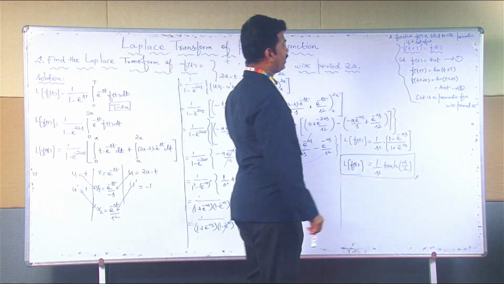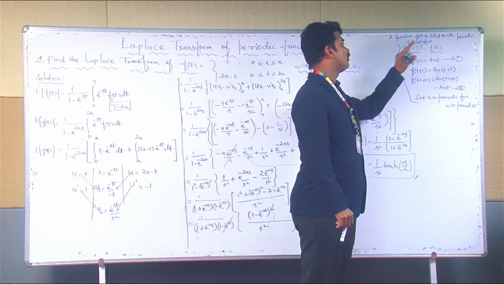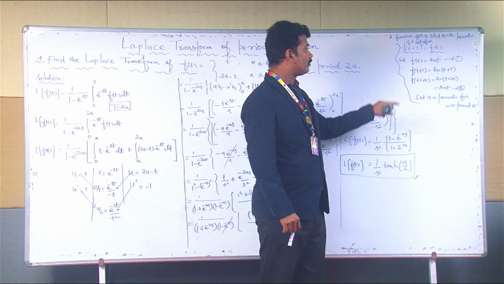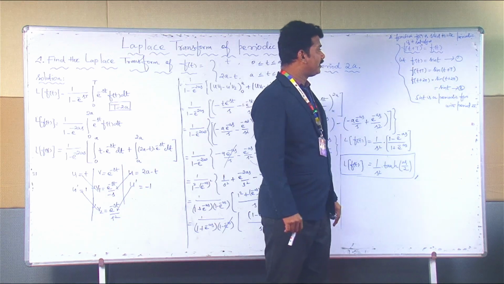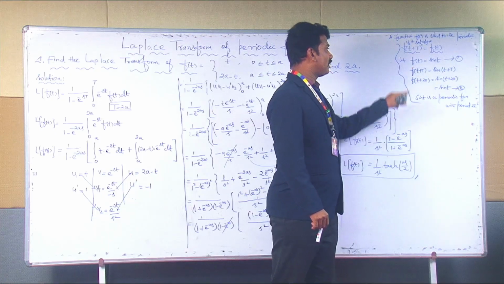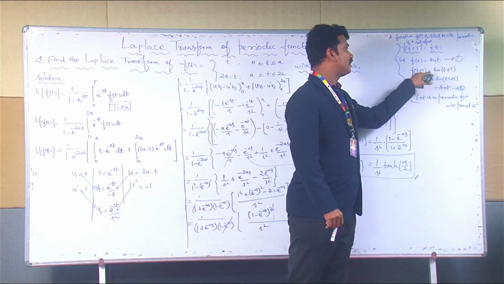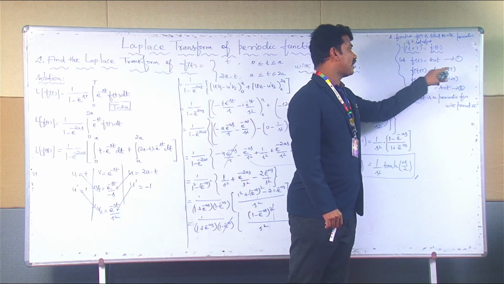Now let us verify this condition: f(t + T) = f(t). So I am going to take f(t) = sin t. In order to verify LHS equals RHS, in place of t, I am going to replace t + T. Look at this: f(t + T) = sin(t + T).